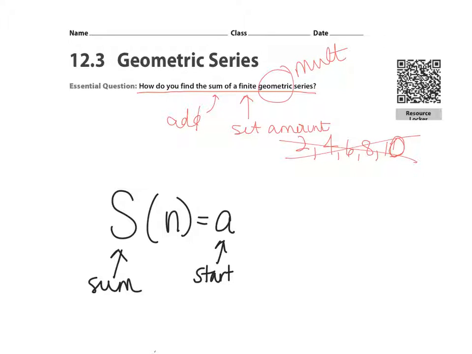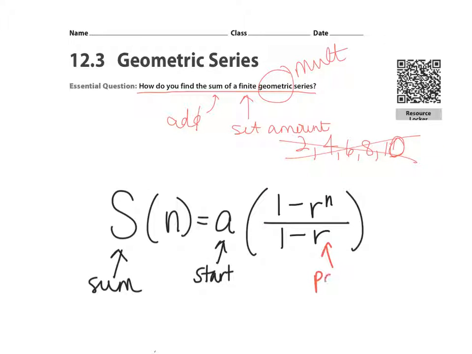And we've got a big fraction. The top of our fraction is 1 minus r to the n. And then on the bottom, we've got 1 minus r. So the r right here is going to be our ratio. That's our pattern, what's happening every time. And then n is however many terms there are. So n is the number of terms. You do need to know what all of those stand for, or else we're not going to be able to use this formula to do anything.